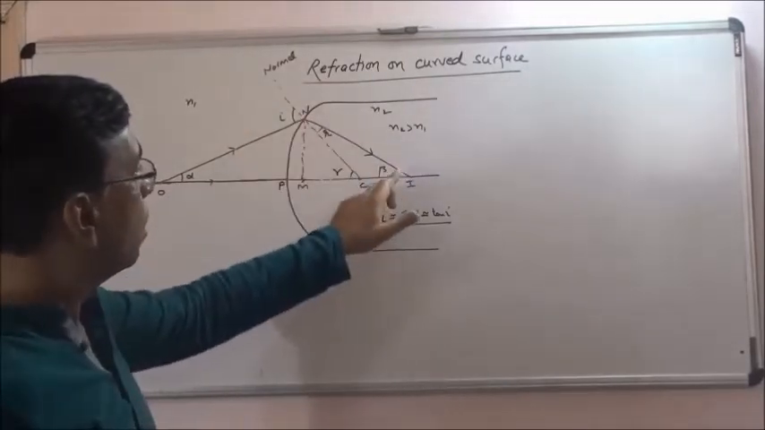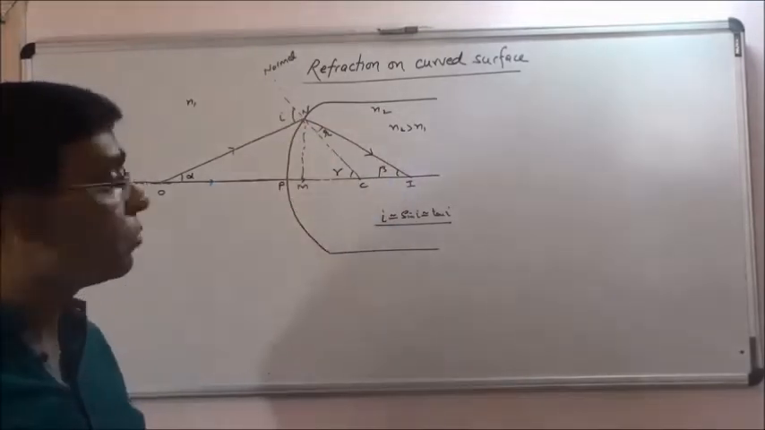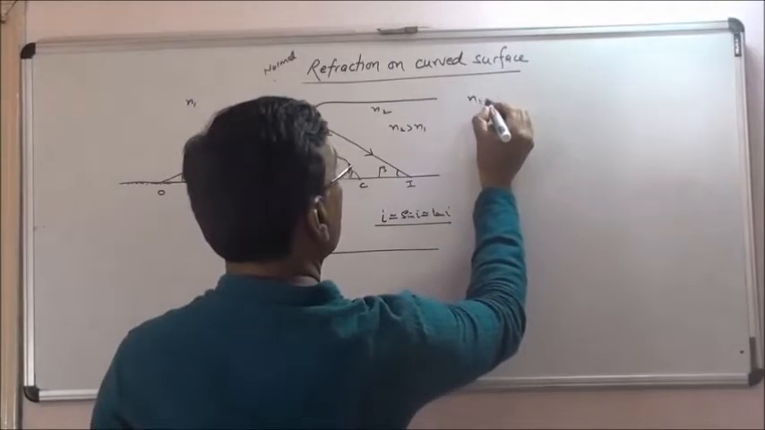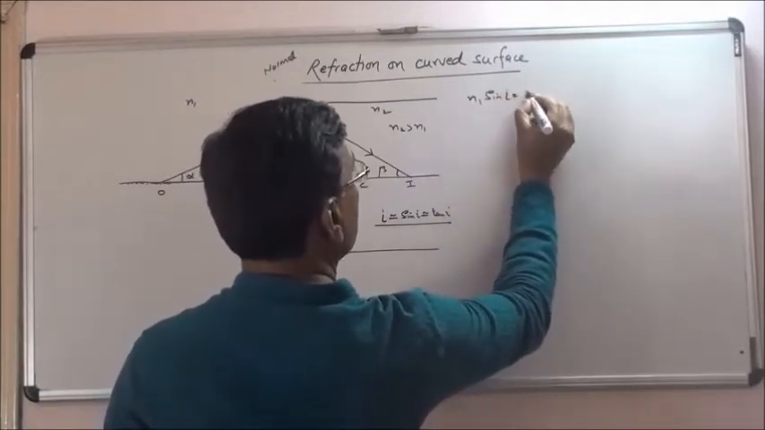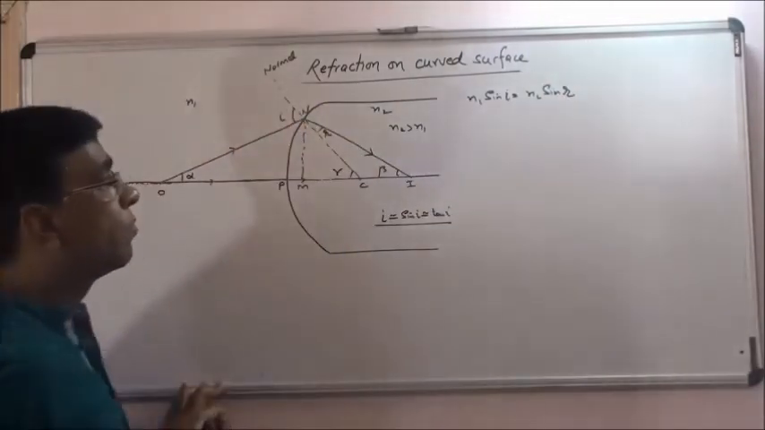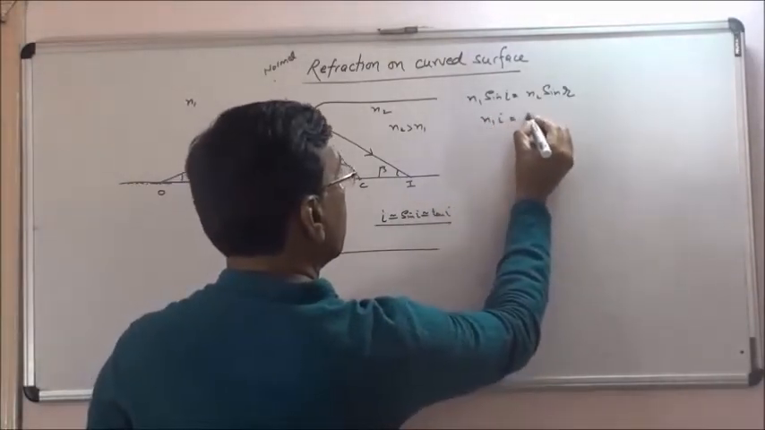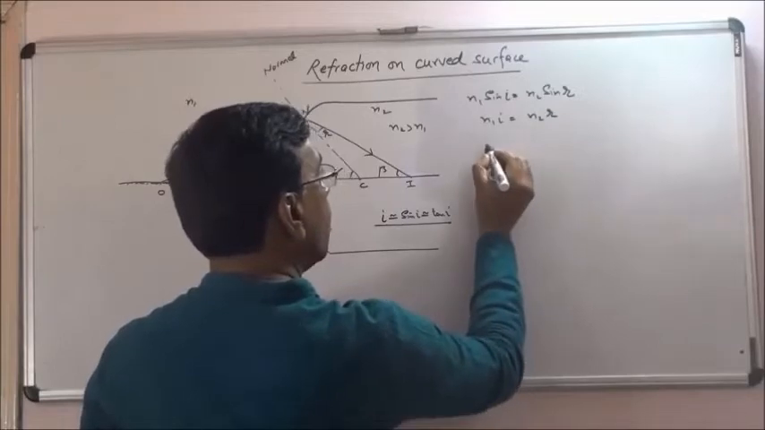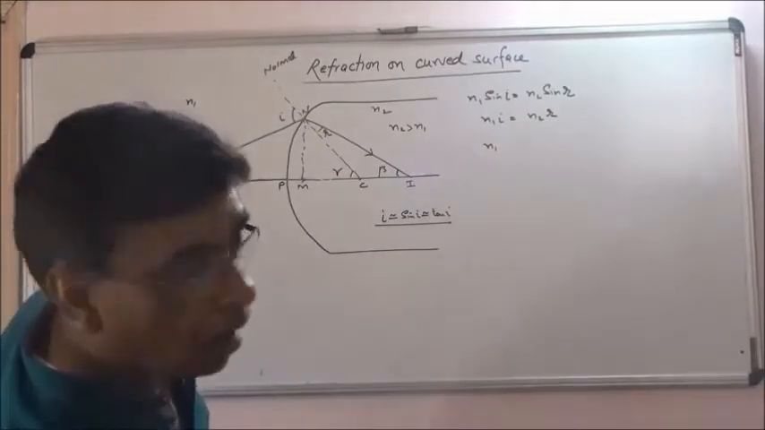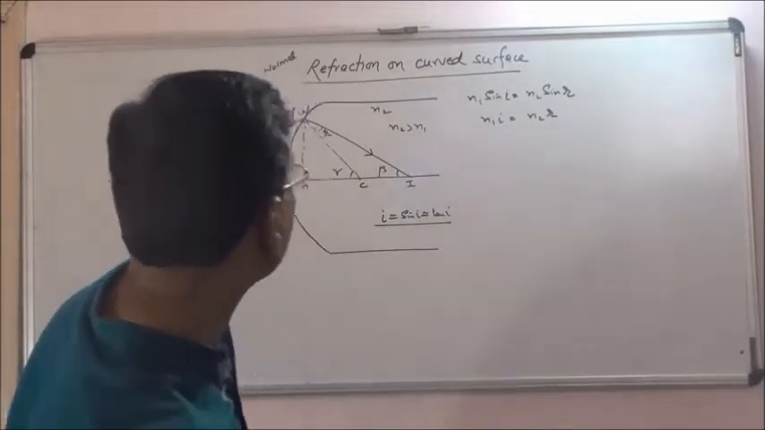Beta is the angle between the refracted ray and this line, and in the same way gamma. Now let us apply Snell's law. N1 sin I is N2 sin R. For small angles, I will just write N1 I is equal to N2 R.